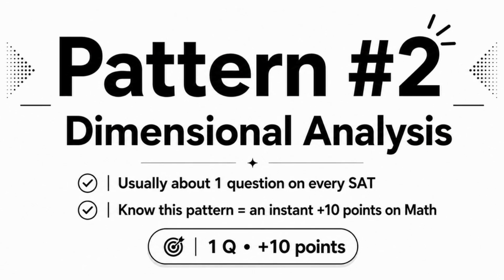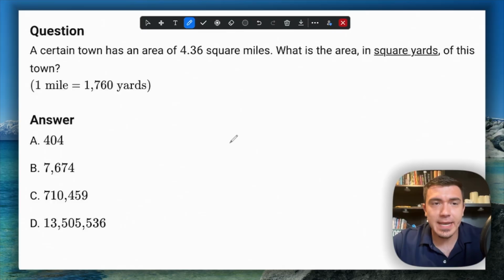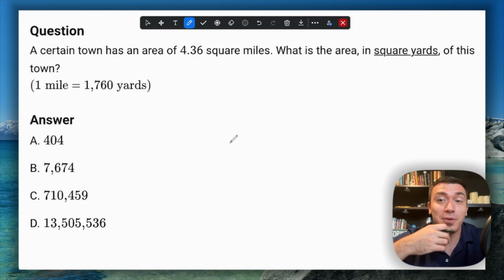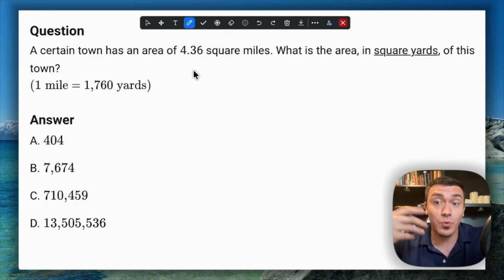Pattern number 2 is dimensional analysis, and you usually see about one of these every single test. So knowing this pattern will get you an additional 10 points. Now, if you've taken chemistry, I'm sure you know exactly what I'm talking about, and this shows up so often on the SAT, especially the problems where you have to make them squared during your dimensional analysis.